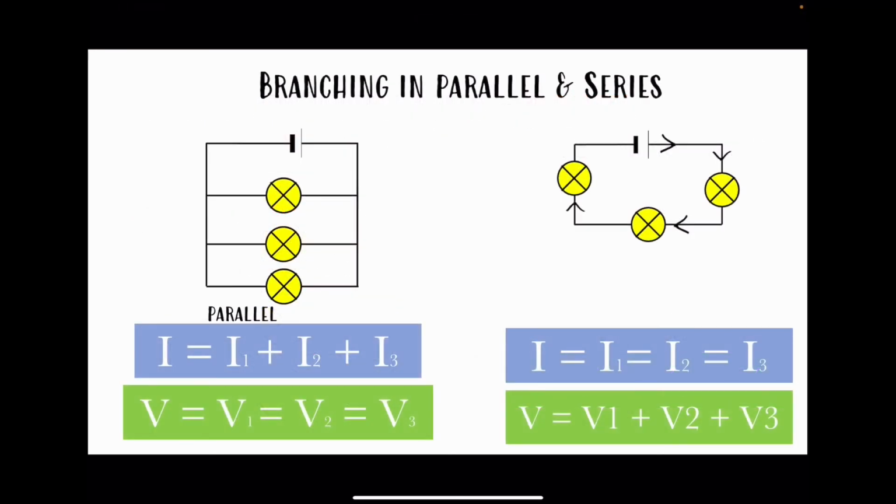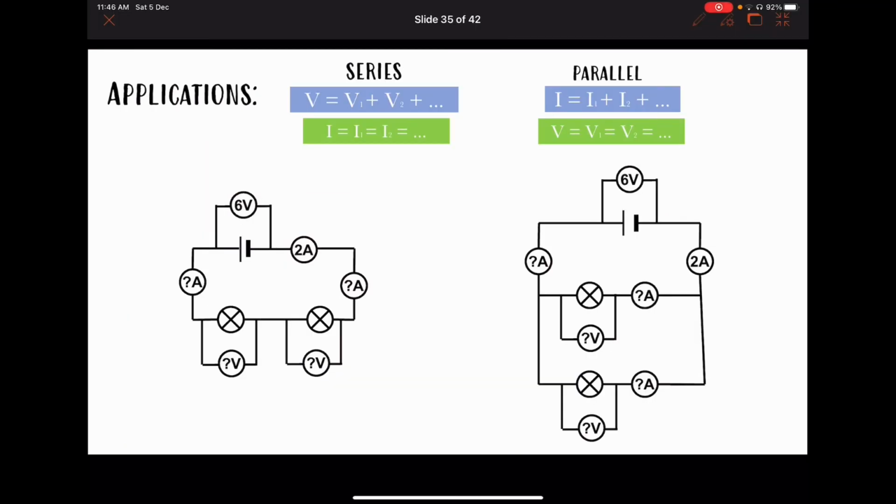And that's the rule. For parallel, we say I is the sum, V is the same. For series, we say I is the same and V is the sum. All right, let's take this example, this application. Here we have a series circuit where the battery is providing 6 volts and the current flowing is 2 amps. So starting from the easy one in series, which is I is the same, we can say that anywhere the ammeter is placed, it's still going to give you the same reading, which is 2 amps.